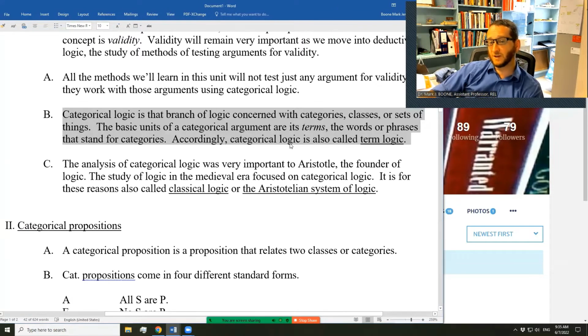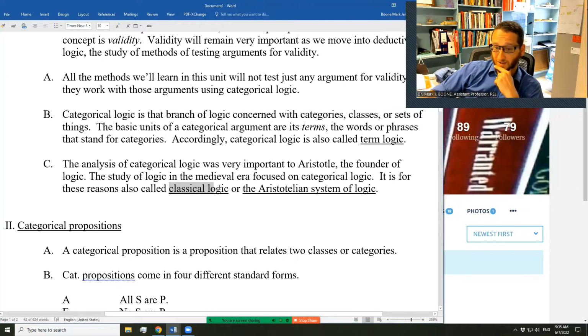The basic units of a categorical argument are its terms. Now, a term is, once again, the noun or noun phrase that stands for a category. A term is a noun or noun phrase that stands for a category. Since categorical logic is concerned with terms, since Aristotle did some categorical logic, since they talked about this a lot in the medieval era, categorical logic will sometimes be called term logic, or classical logic, or Aristotelian logic, or the Aristotelian system of logic or something.